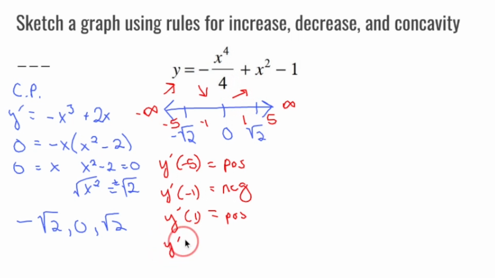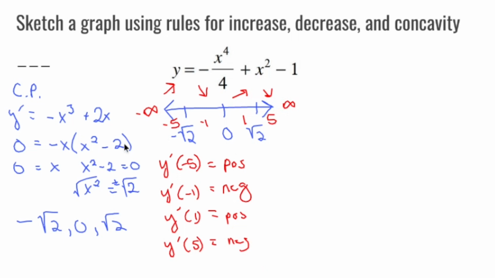And then if I plug in regular 5 into the derivative to see if it's positive or negative, I will get 5 cubed, which is 125. That negative out there is -125. -125 plus 10 is still pretty negative, which means that's pretty decreasing. So this is what I know so far.